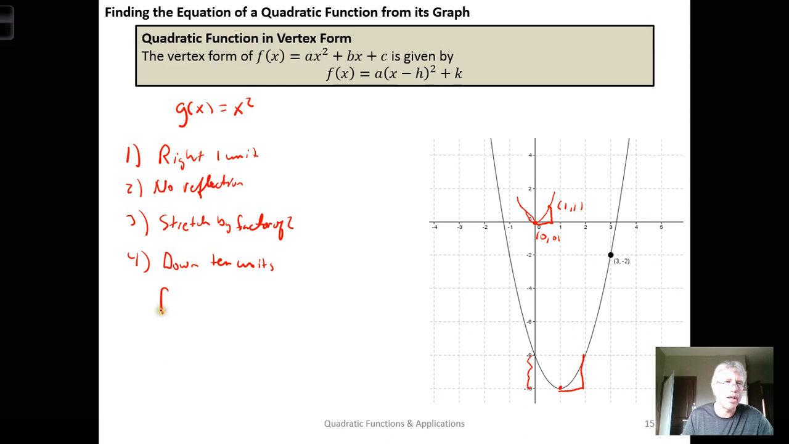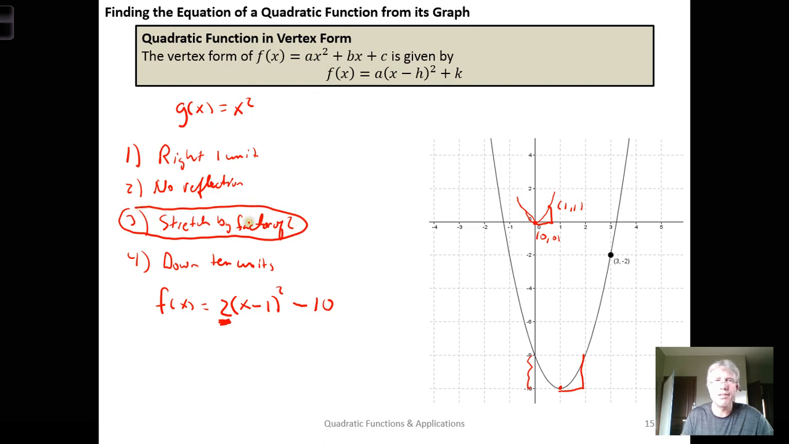So we get the function f of x equals, we need to shift it right 1 unit. So that means subtract 1 from the input variable. There's no reflection, but there is a stretch by a factor of 2. So a times 2 multiplier, and then down 10 units means subtract 10, and now we have a function that is in vertex form.